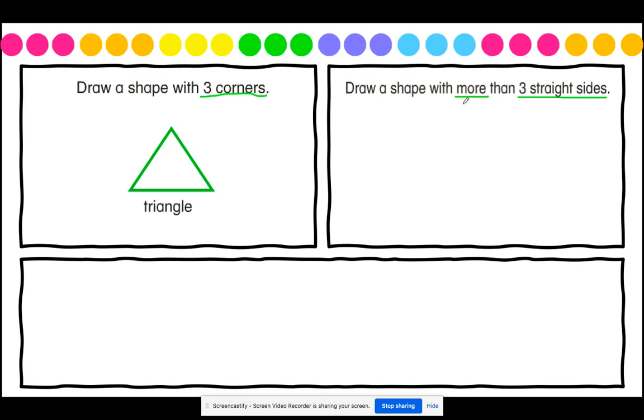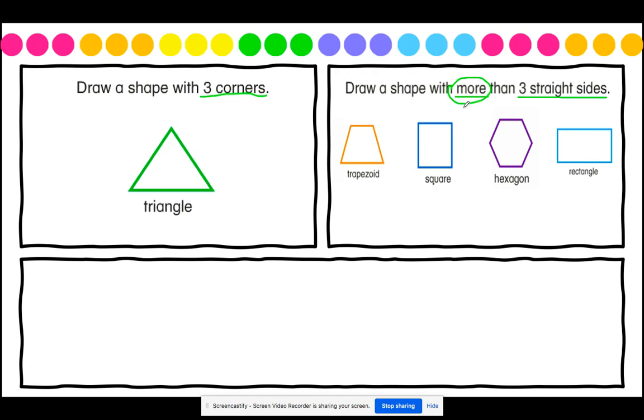Next one, it says to draw a shape with more than 3 straight sides. So I want a number that is bigger than 3. So again, think about your shapes, go through them in your mind, even close your eyes if you need to, think about the different shapes we've learned about. Now, we just said that a triangle has 3 straight sides, so it can't be a triangle for this one because I'm looking for which one has more than 3 straight sides. Well, there's actually a couple of different answers that you could have said. So shout out one shape that has more than 3 straight sides.